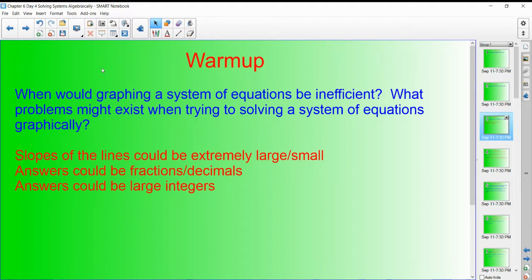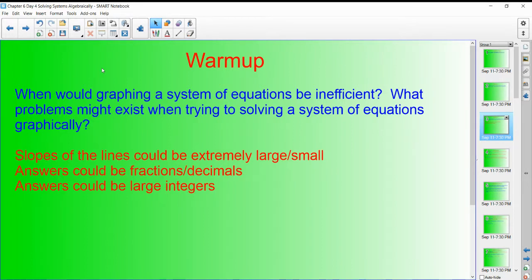Okay, what happens if my slope is like 50? Y equals 50x plus 200. That's really steep and it's hard to graph. Well, what happens if the answer is a decimal or a fraction? Like, I don't know where the answer is going to be. It might not be 3 comma 4 like it was in the last lesson. What happens if my answer is 200 comma negative 8 million? Because I'm dealing with real world money and other situations that aren't just in a 10 by 10 grid.